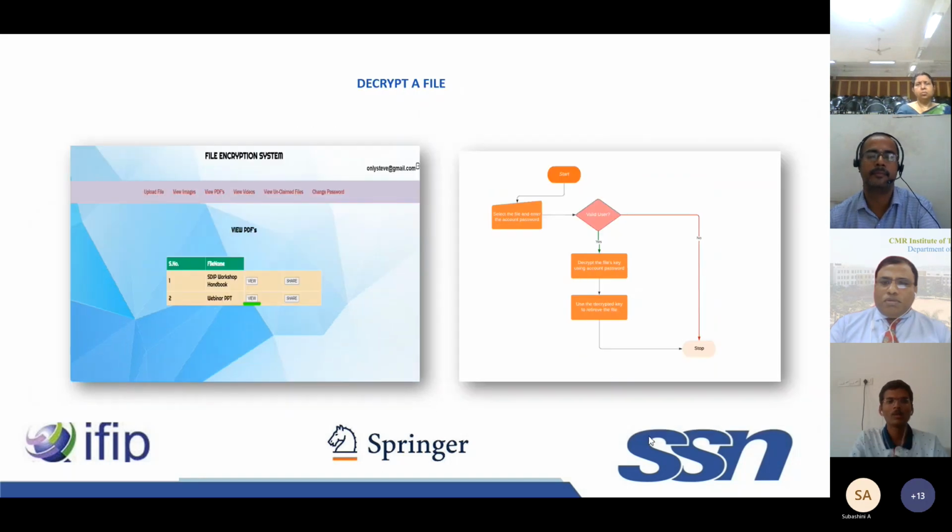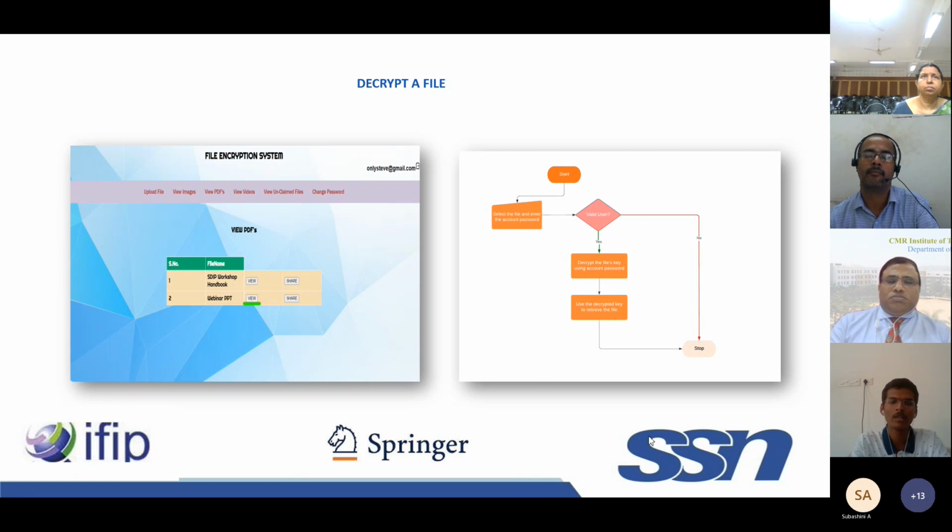So with respect to decryption, decryption of a file is basically the reverse of encryption. When the user selects the file and enters the account password, it is used to first decrypt the file's key, which was encrypted previously, and then using this decrypted file key, we are able to retrieve the file. So now the user will be able to view the file's content.